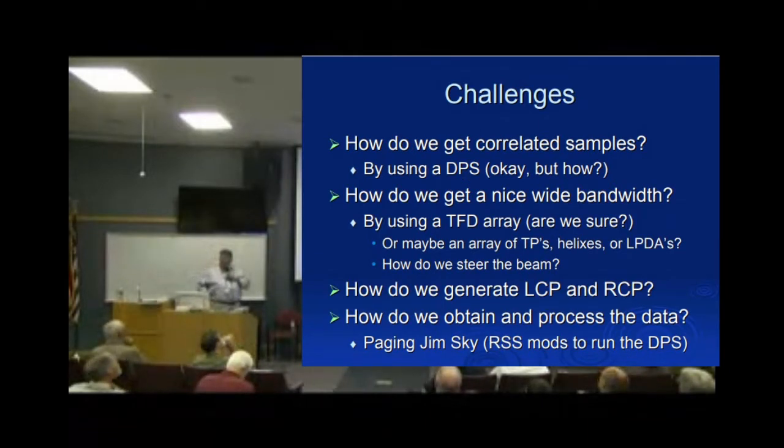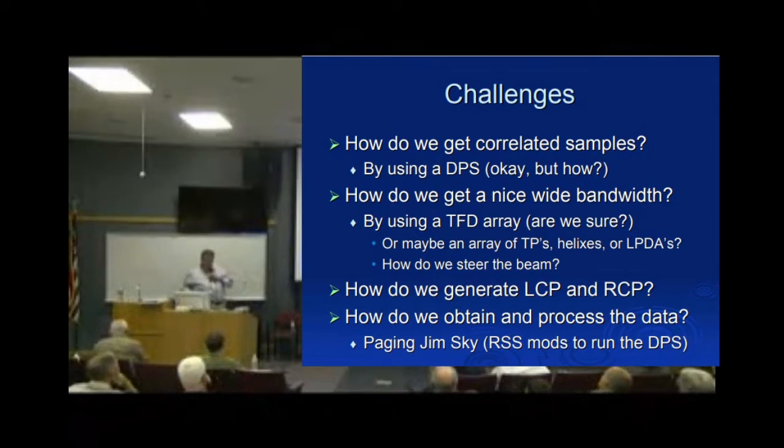We had to have correlated samples or the data is kind of meaningless. You're going to use a dual polarization spectrograph. Fine, well, the devil's in the details. The question is, how do we do that? We needed a wide bandwidth too. It's not much use to look at 15 to 30 megahertz with a single wire half wavelength dipole. So we looked at TFDs, TP antennas, helixes, log periodics, and how to steer the beam. And TFD won out, and how to steer the beam is not that complex, but you don't just tilt it over either. How to generate LCP and RCP.